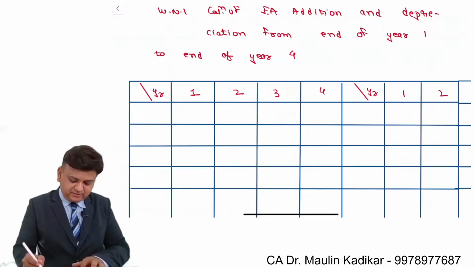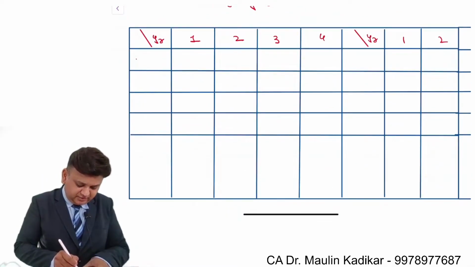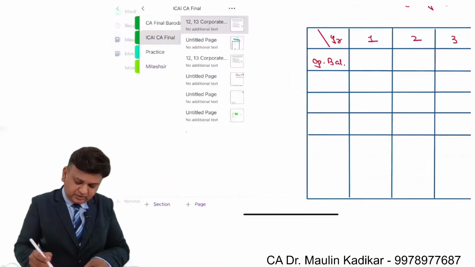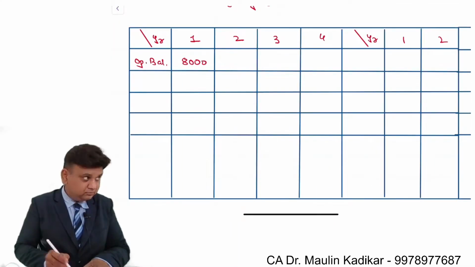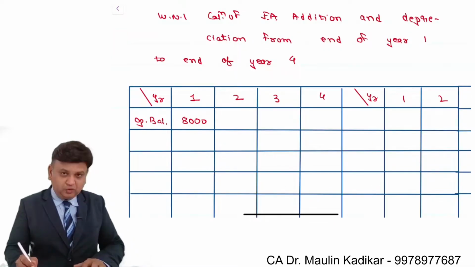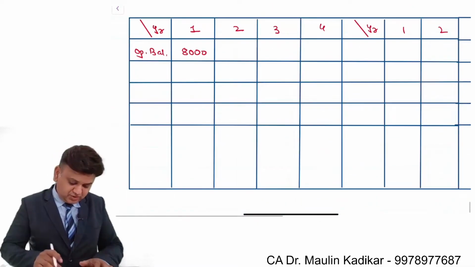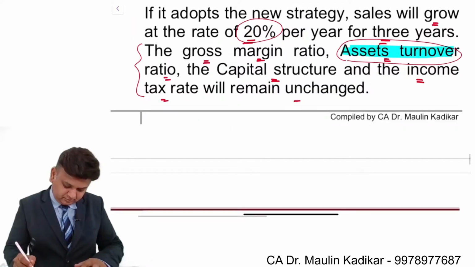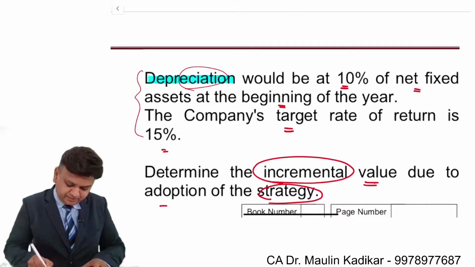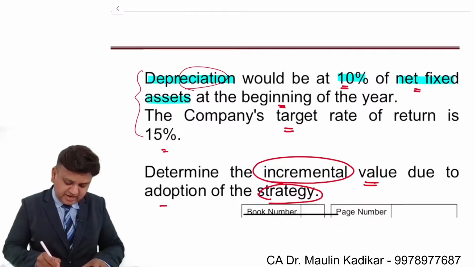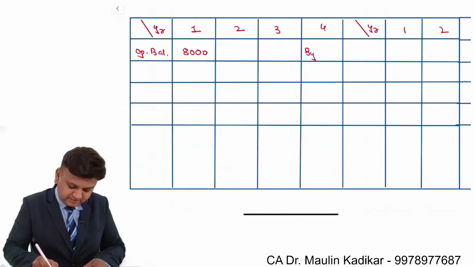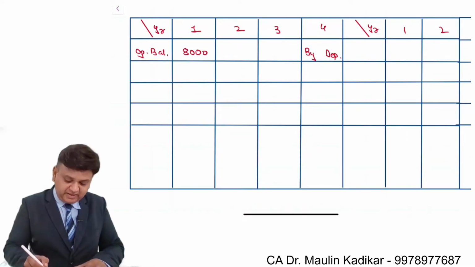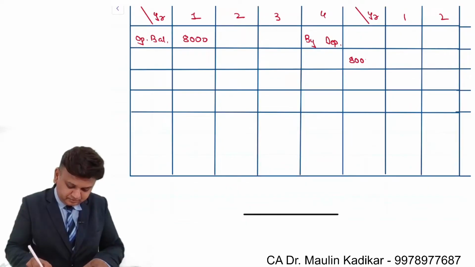Now let us understand how to do the answer. We start with the opening balance for year 1. In that, it is 8,000. So the opening balance is 8,000. Now, dear students, you can see that the question provides that depreciation would be at the rate of 10% of net fixed assets at the beginning of the year. So in that case, we will mention over here depreciation. It would be 10% of 8,000. That is an amount of 800.